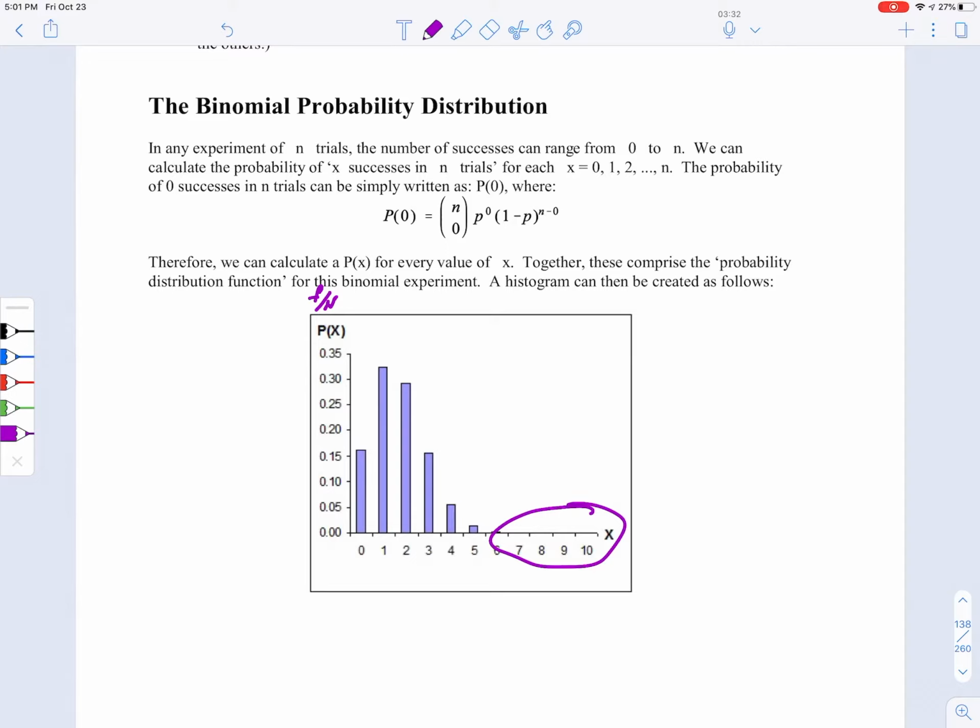The other thing I want you to notice about this graph here, and I talk about this in the lab video as well, is that there's actually no thickness to these bars.